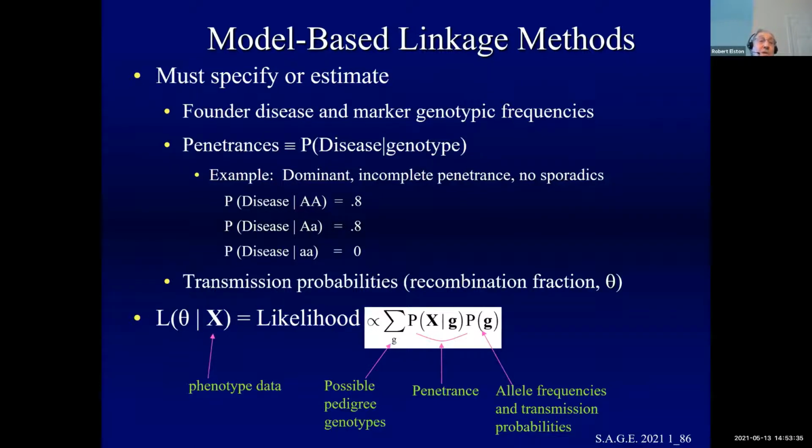First of all, forget the summation sign. We have the probability of the data given the genotype, which is a penetrance function, multiplied by the probability of that genotype. But we don't always know the genotypes. For example, we may have phenosets. So you have to sum over all possible pedigree genotypes in order to get the likelihood of the recombination fraction.